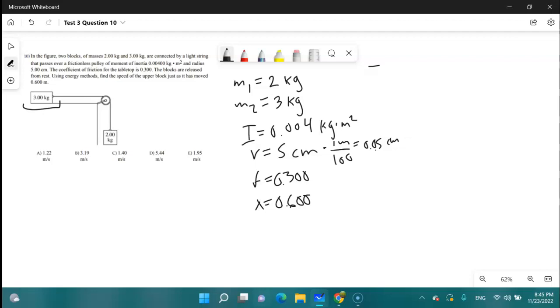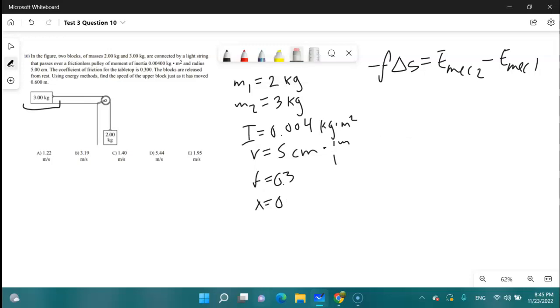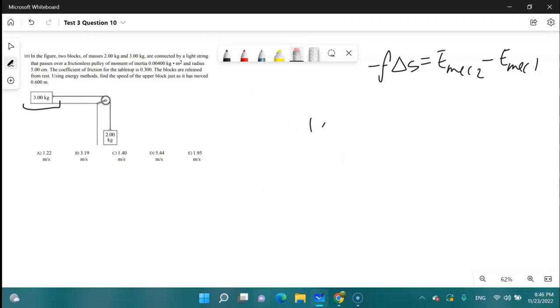So the mechanical energy of the system is going to be equal to the negative friction force times the distance. So this is going to be the mechanical energy of our second object minus the mechanical energy of our first object in the pulley system. So the first thing we can do is, let me make some space because we do have a big equation to work with in this case.